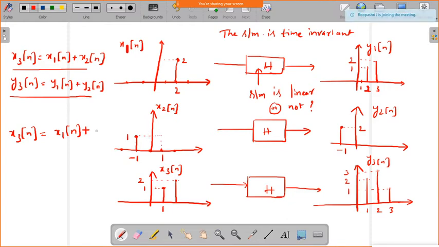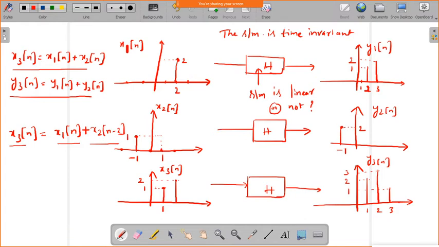Okay, so now I'll take x2 of n minus 2. So now we have expressed the x3 of n in terms of x1 of n and x2 of n. So now see whether the corresponding outputs, y1 of n and y2 of n, will give the same y3 of n. So you can see here y1 of n at 2 has the amplitude value 1, at 3 it has the amplitude value 2. See whether we can express this in terms of y1 of n and y2 of n. So is it possible? So it is 2 here.